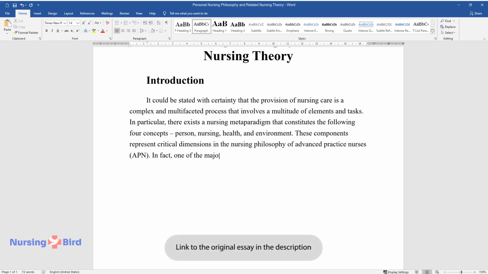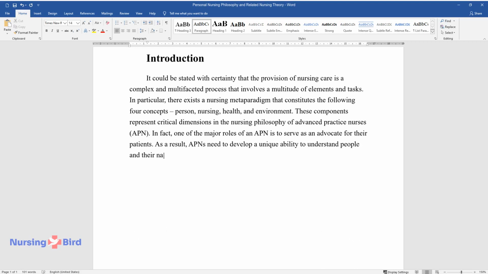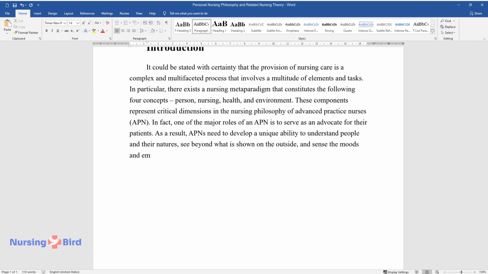In fact, one of the major roles of an APN is to serve as an advocate for their patients. As a result, APNs need to develop a unique ability to understand people and their natures, see beyond what is shown on the outside, and sense the moods and emotions of clients.